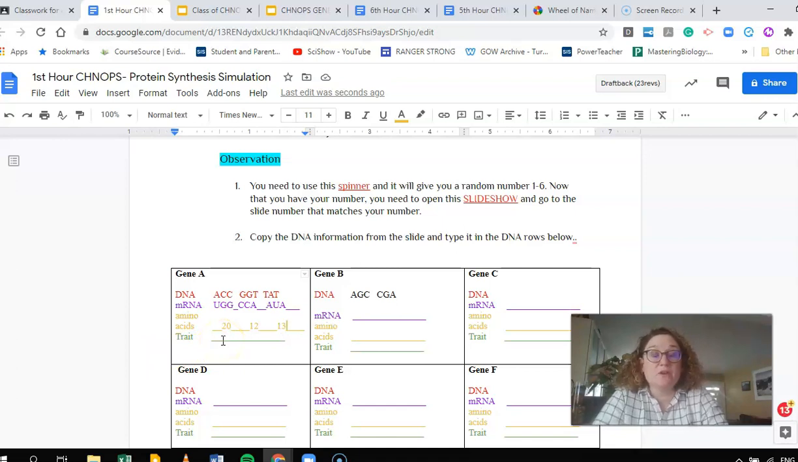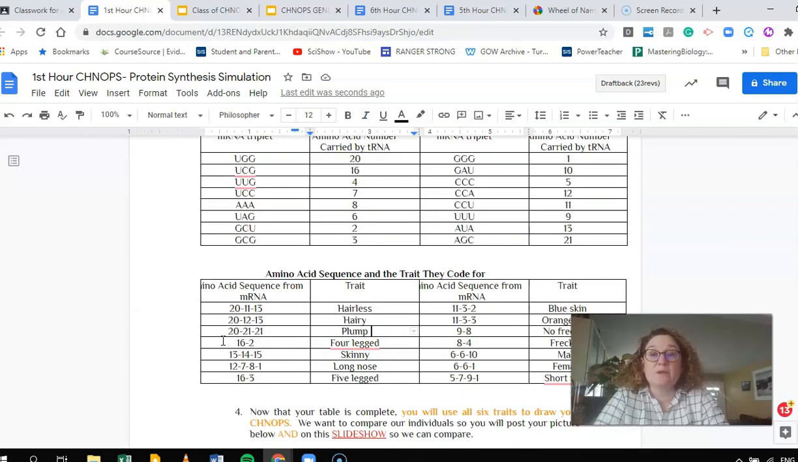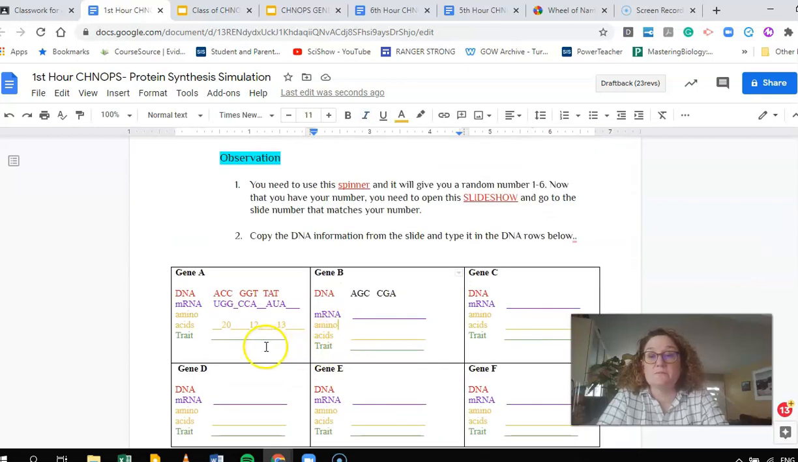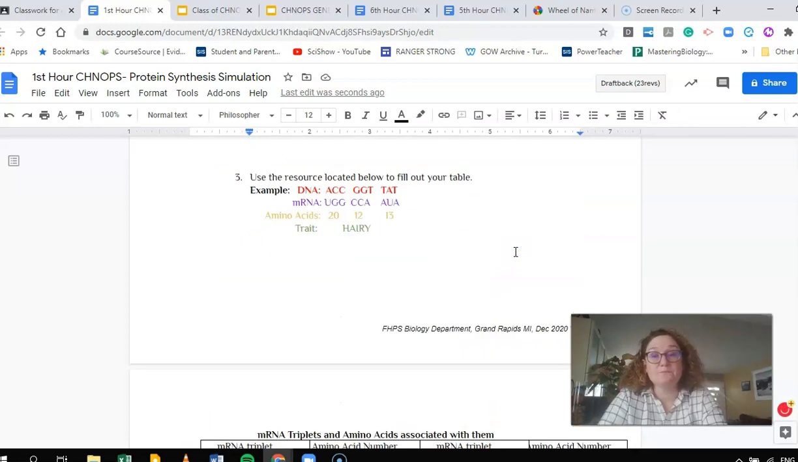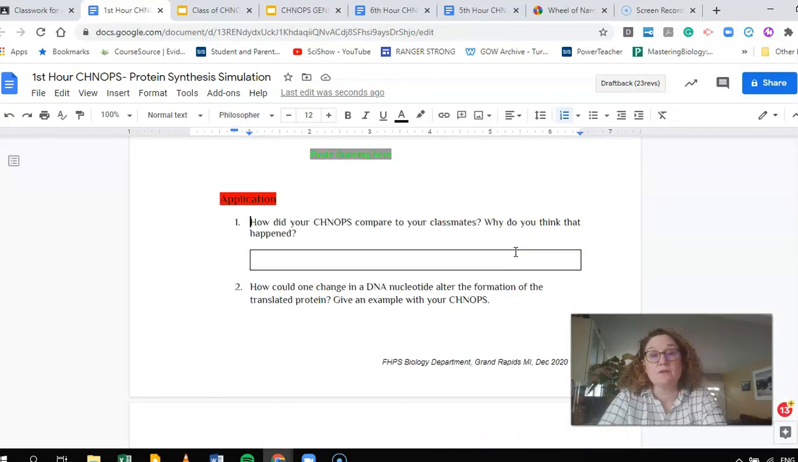My final thing is I have to figure out what's my trait. So 20, 12, 13. I'm going to come down into my amino acid chart. 20, 12, 13, hairy. All right, so my organism that I'm creating is going to be hairy. I would then do the same thing for each of these other genes. And then once I have all of my traits, I would come down underneath here.